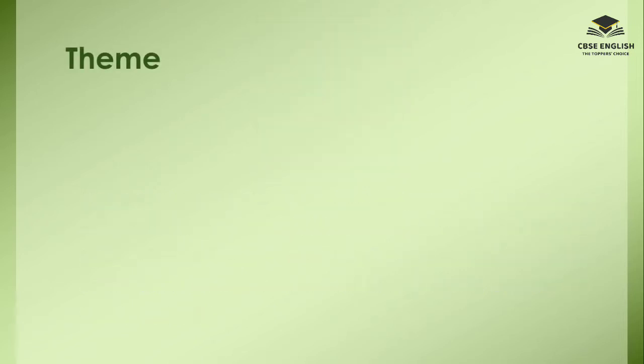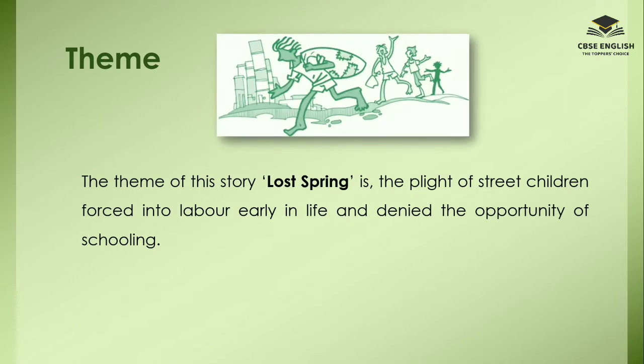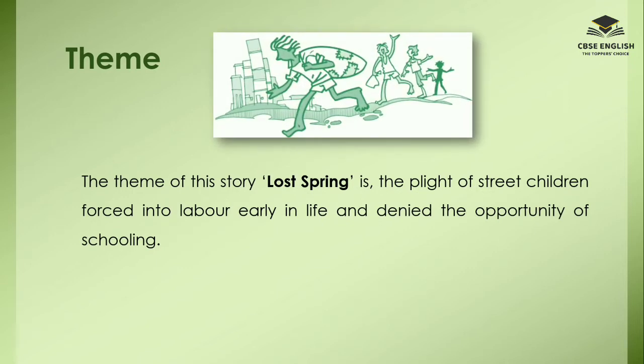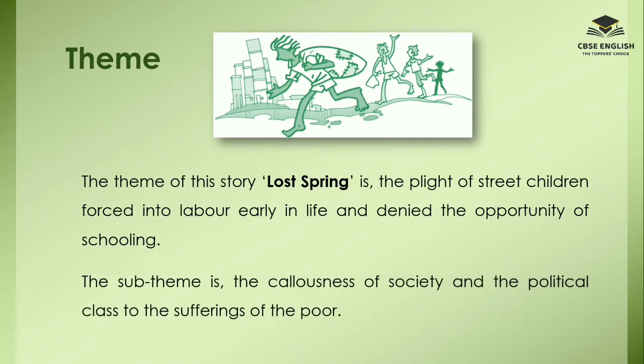Theme of this lesson. The theme of this story or lesson, Lost Spring, is the plight of street children forced into labor early in life and denied the opportunity of schooling. The sub-theme is the callousness of society and the political class to the sufferings of the poor.